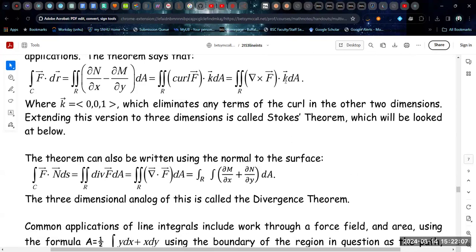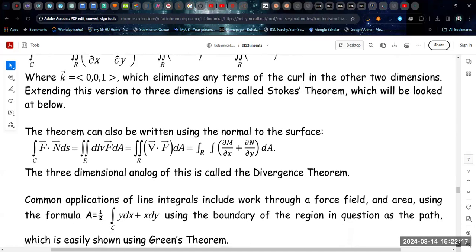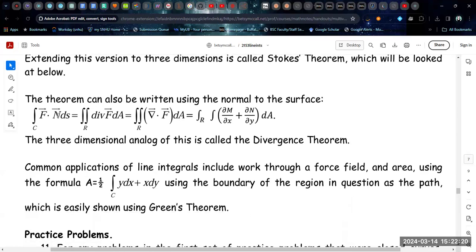And here the k vector is, you're basically dotting it with 0, 0, 1, which is why, again, only the k component survives. The theorem can also be written with a vector that is normal to the surface, which is F dot n ds, which is the divergence of F. And again, you get something that looks somewhat similar. The analog to this is the divergence theorem, which is a surface integral problem, and we'll deal with that in a completely different video. But you will sometimes see this notation.